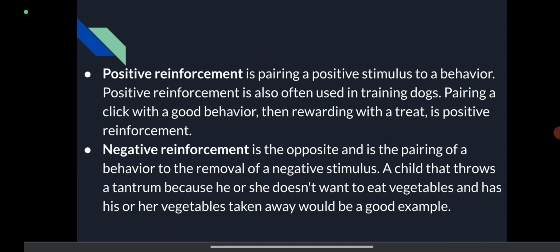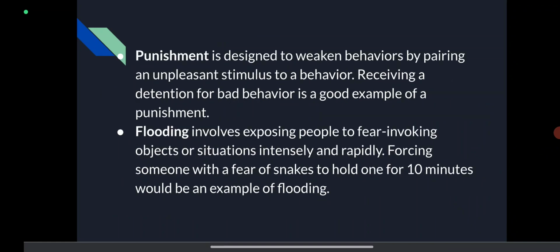Negative reinforcement is the opposite and is the pairing of a behavior to the removal of a negative stimulus. A child that throws a tantrum because he or she doesn't want to eat vegetables and has his or her vegetables taken away would be a good example. Punishment. It is designed to weaken behaviors by pairing an unpleasant stimulus to a behavior. Receiving a detention for bad behavior is a good example of punishment.